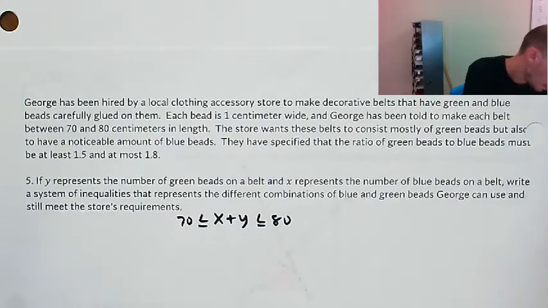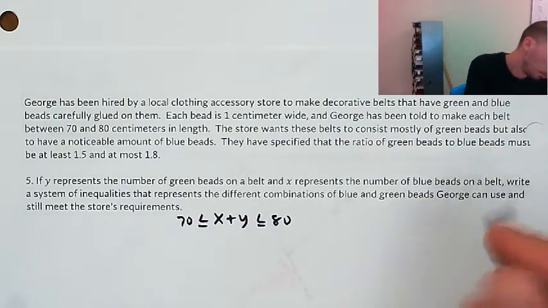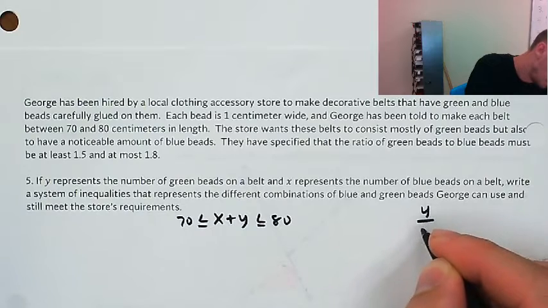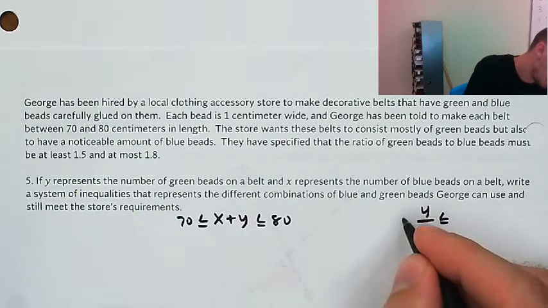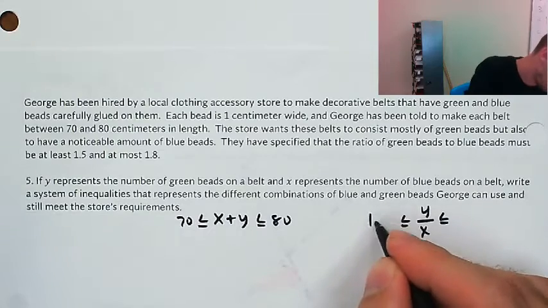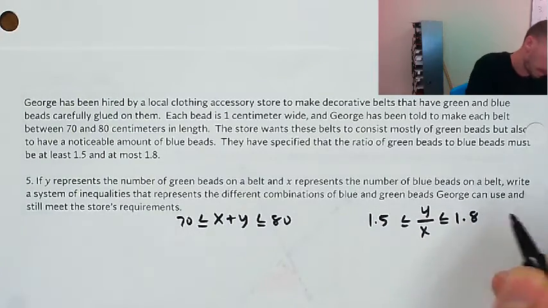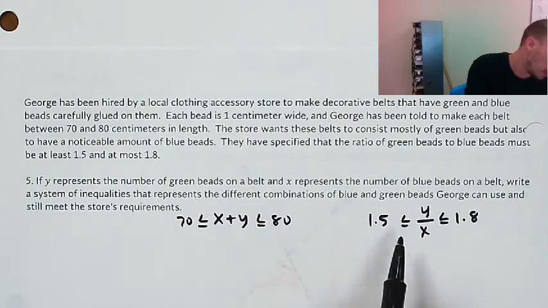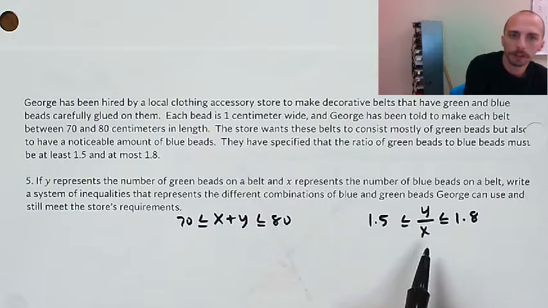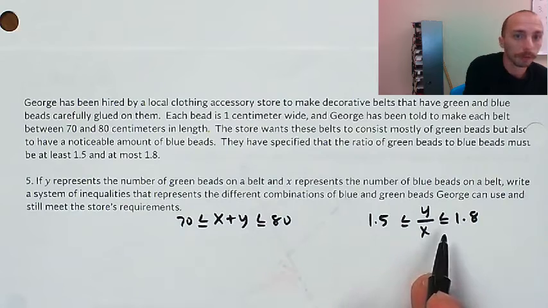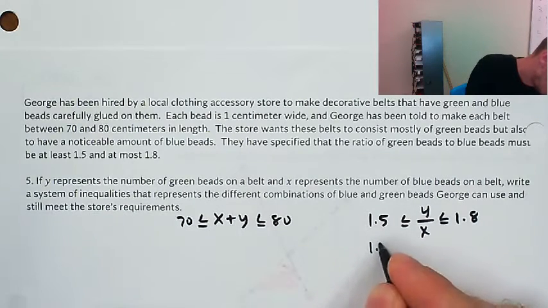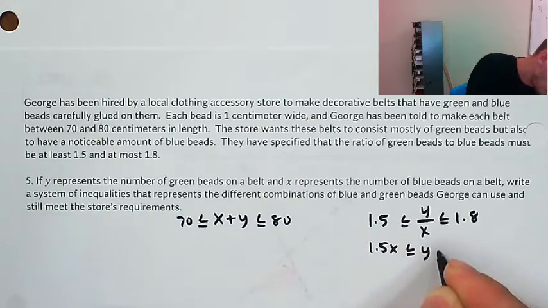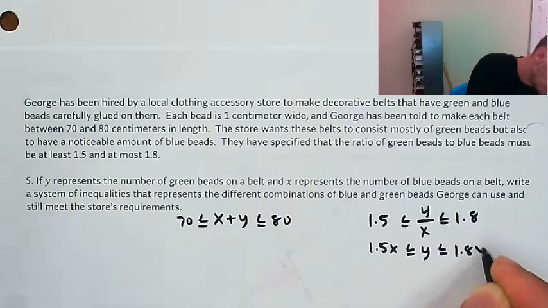Okay. And then the ratio of green to blue, green over blue, is between 1.5 and 1.8. Okay, that's a system, it's going to be an inequality. If you don't like the look of this, because we haven't talked about y divided by x, that's why I let y'all work together on this. But also you can multiply all 3 sides of this inequality by x and say 1.5x is less than or equal to y, which is less than or equal to 1.8x.